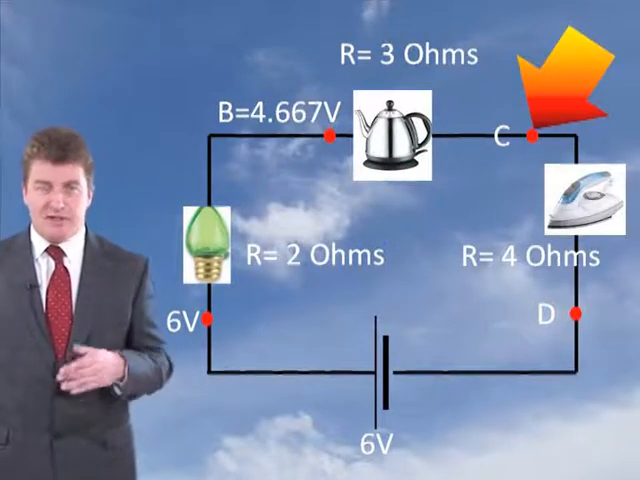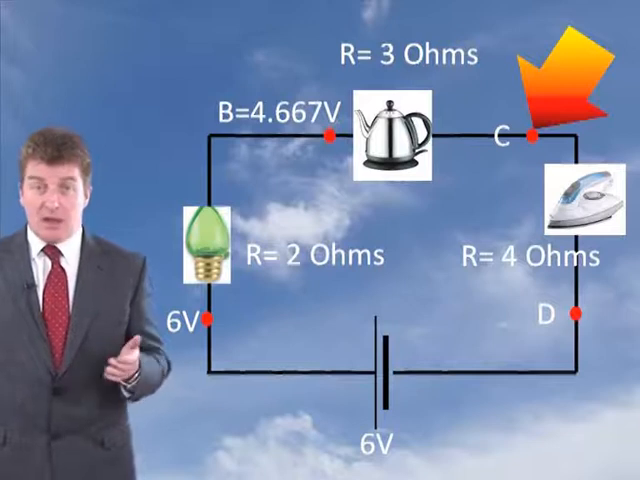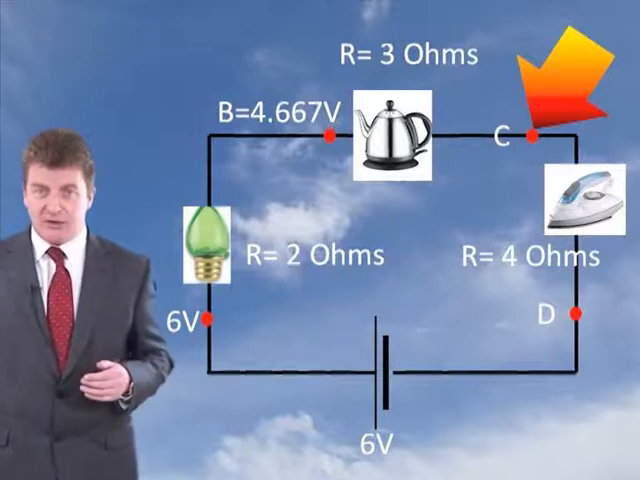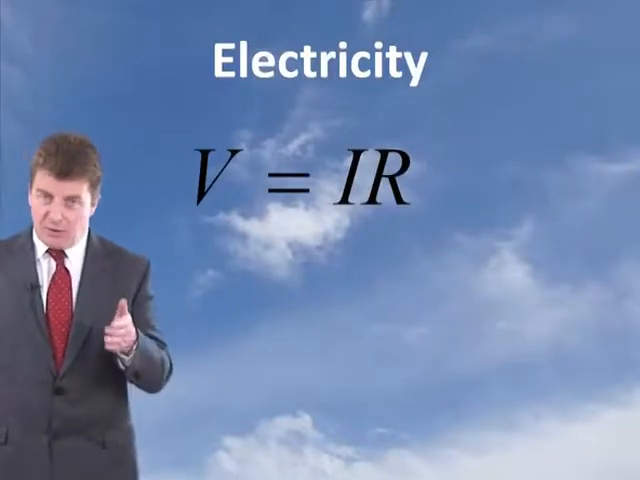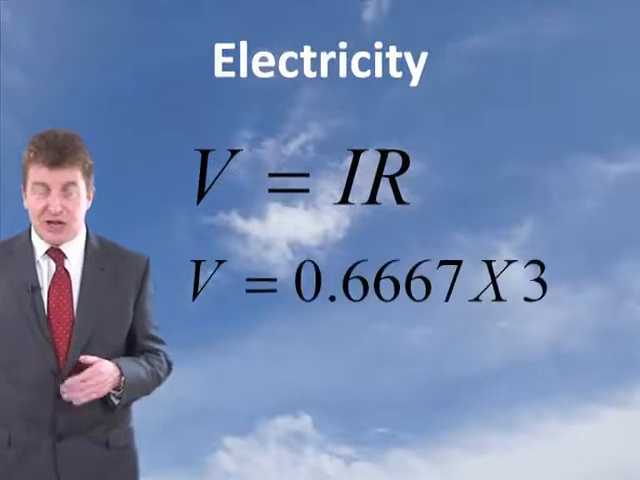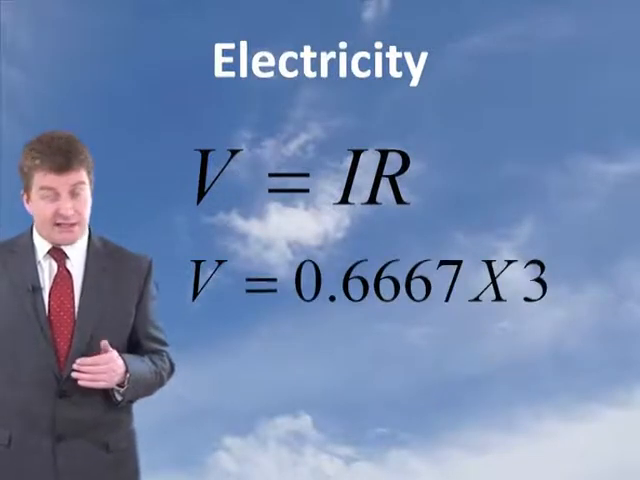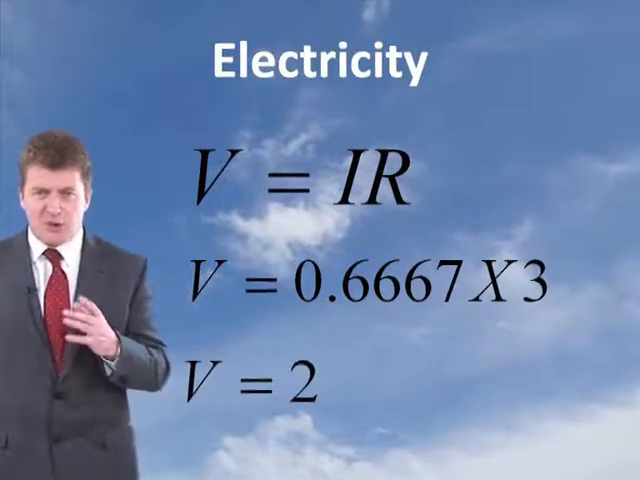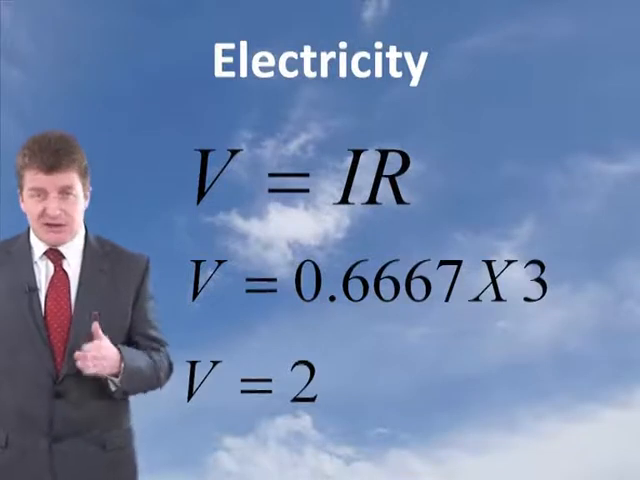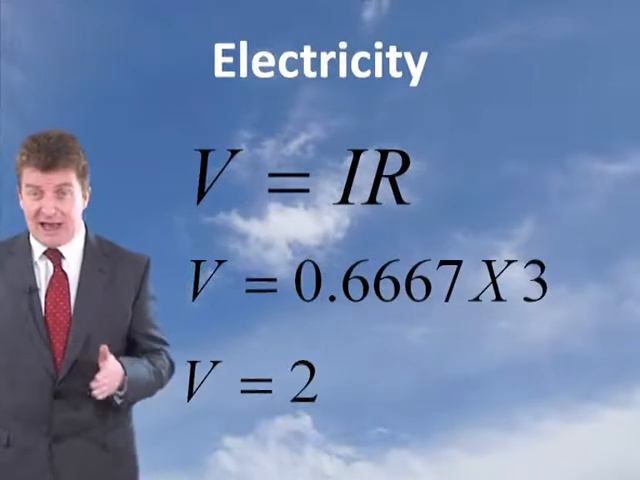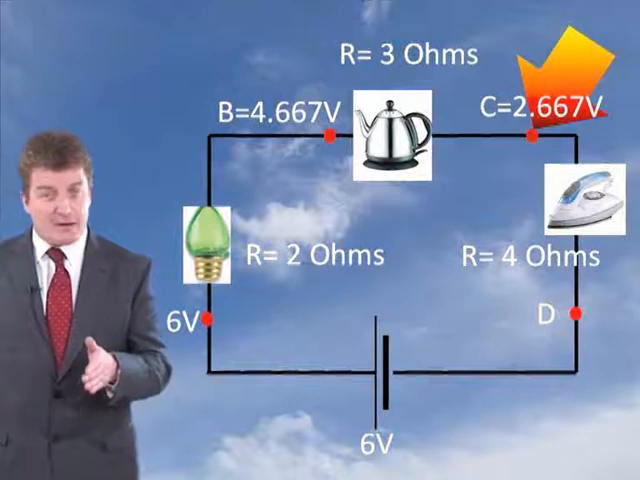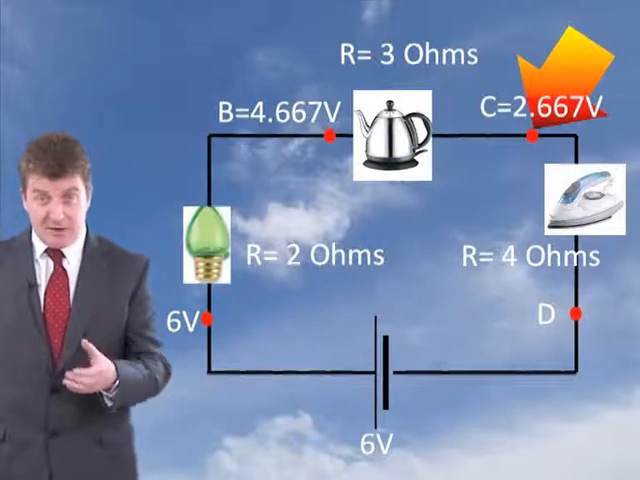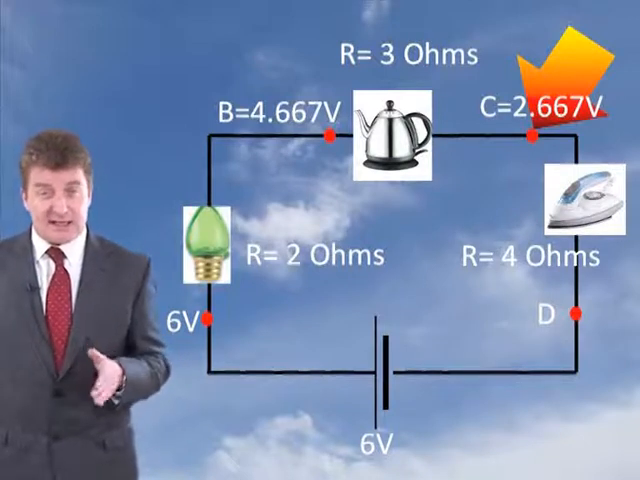Let's determine the voltage at point C. To do that, we've first got to determine the voltage drop as the electricity has to go through the kettle. Now we know again, for all 3, we've got 0.667 amps, so we know the current. V equals 0.667 times the resistance, which is 3, so the voltage drop here is approximately 2 volts. So 2 volts of the potential difference would be used in forcing electricity through the kettle. Therefore, the voltage at point C would be 4.667 minus 2. With a voltmeter reading there, it would be 2.667 volts.